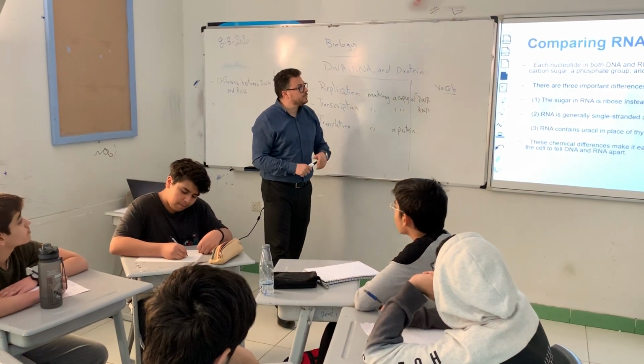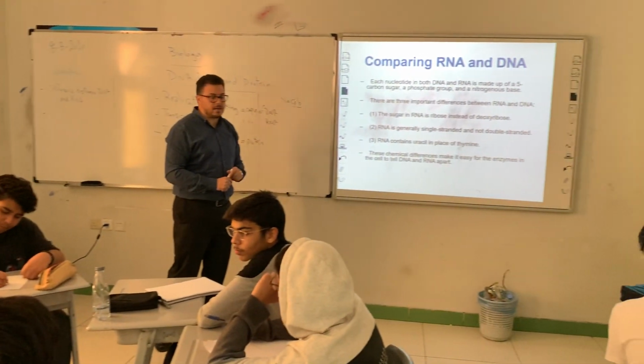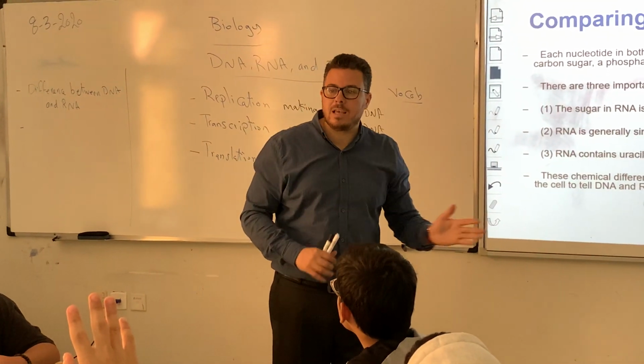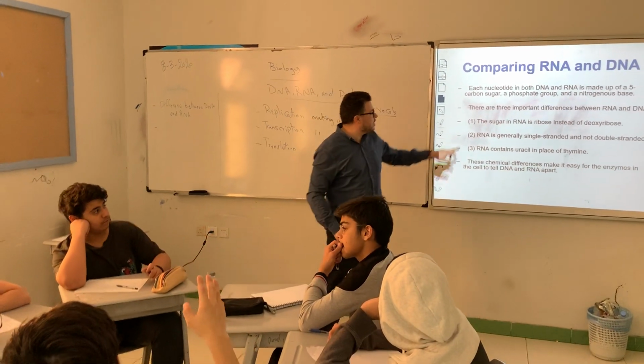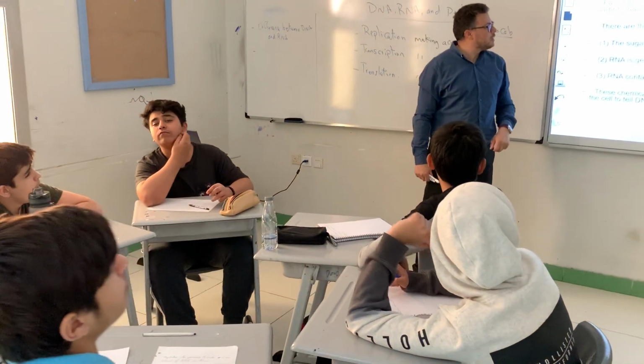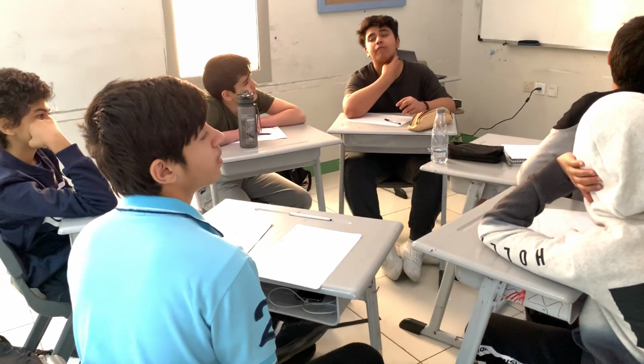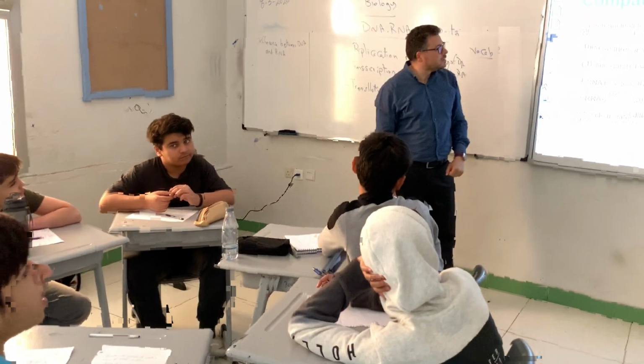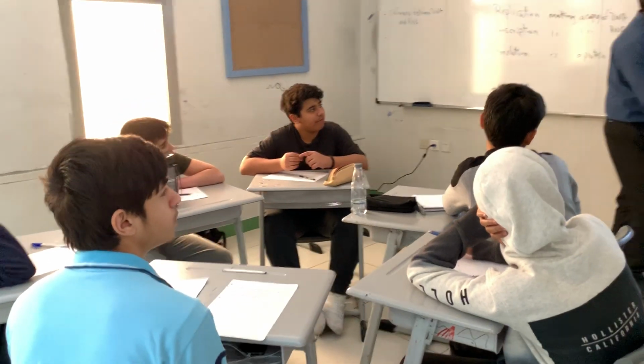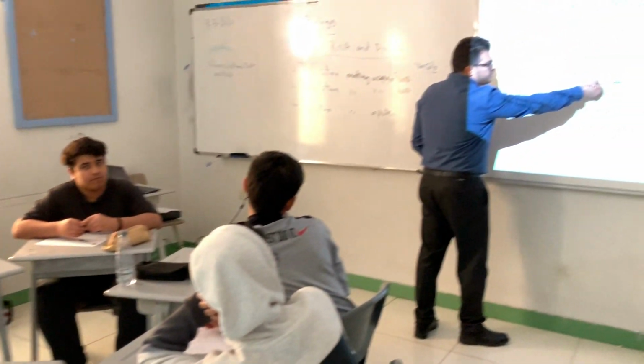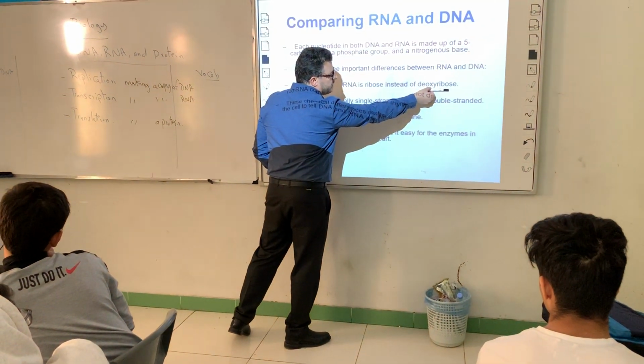Here, comparing the DNA and the RNA. Actually, there are three different things that make the DNA different from the RNA. Mahmoud, can you read the first one? There are three important differences between RNA and DNA. The first one is the sugar in RNA is ribose instead of deoxyribose. Good. Ribose in case of RNA, instead of deoxyribose in case of DNA.